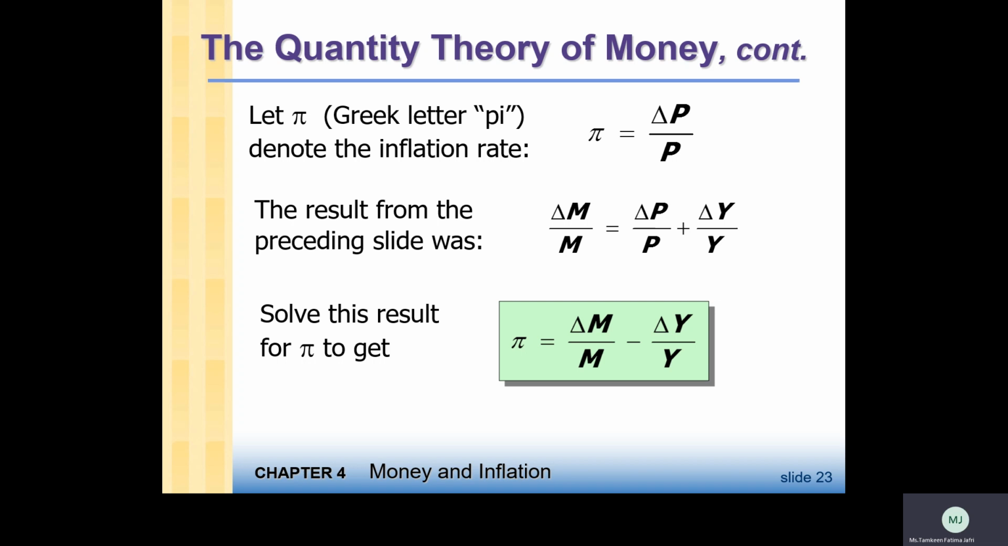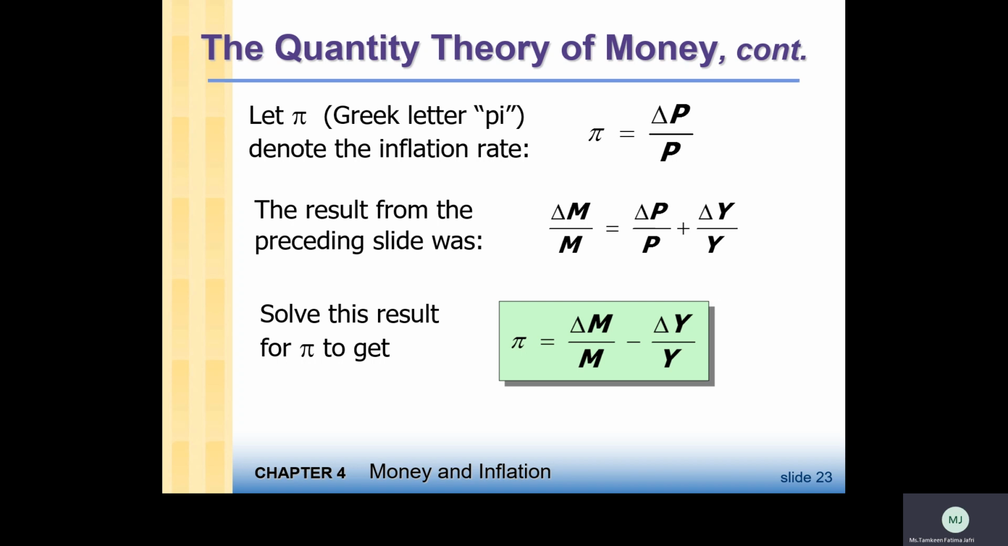But if we continue to assume that output can change, then that might not be the case. So the equation clearly shows that if money supply is increasing by 10% and output is increasing by 2%, then inflation is going to increase by 8%. So the equation in the green box clearly shows that if we assume that output is allowed to change, then there doesn't exist a one-to-one relationship between money supply and inflation.